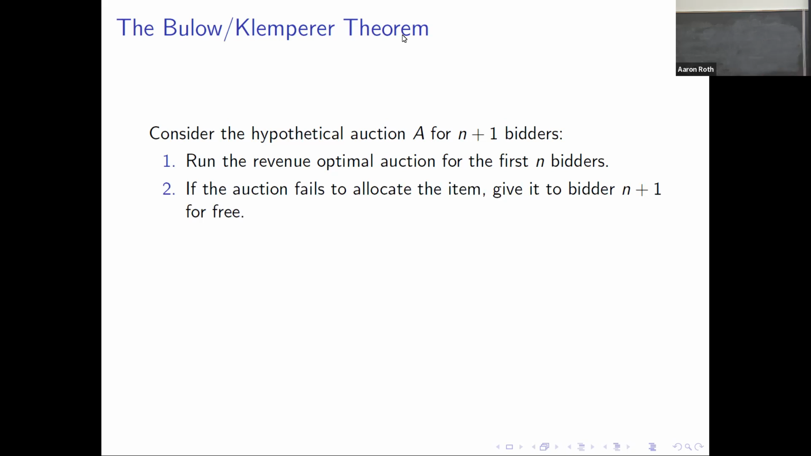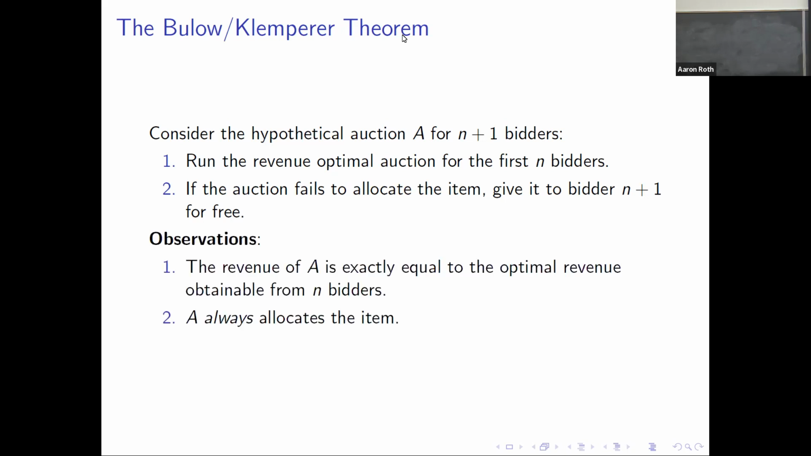If nobody bids above the reserve price, if the auction fails to allocate the item, I'm just going to give the item to this bidder off to the side, bidder n plus one, for free. Okay, so it's a silly auction, so I'm not really going to run it, but let's think about it. A couple of observations.